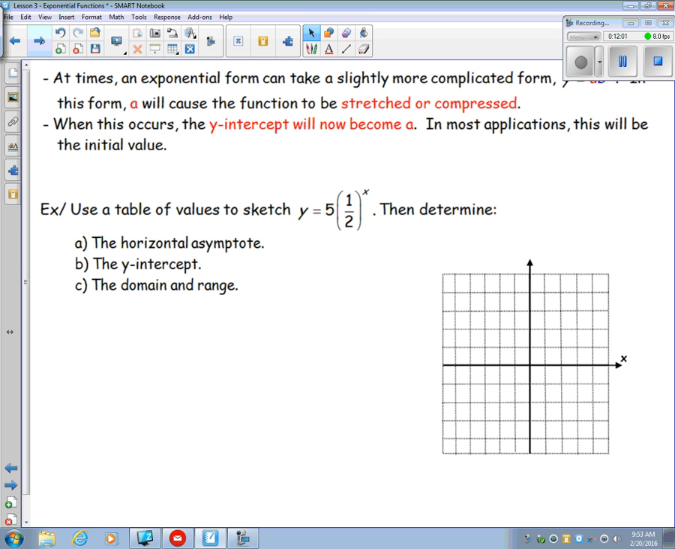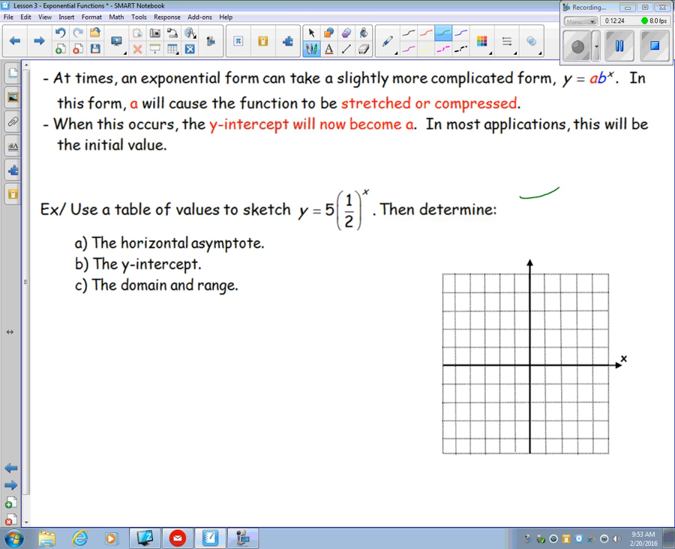Okay, at times we're going to have a slightly different equation. Not very often for us, but at times we could have this, where we put a number in front of the base. So y equals a times b to the x. When that happens, a causes our graph to be stretched or compressed in the vertical direction. Now it's kind of hard to visualize, but instead of having a function that looks like this, maybe it's the same function, but it's been stretched. It goes up a lot faster right off the bat, and it's been stretched vertically.